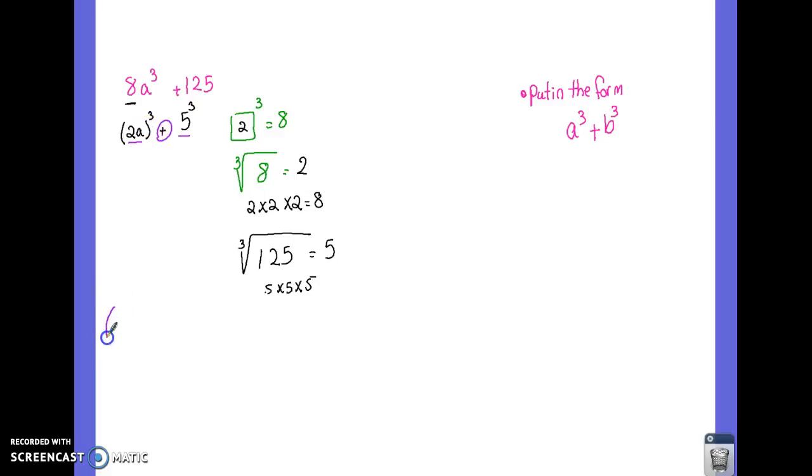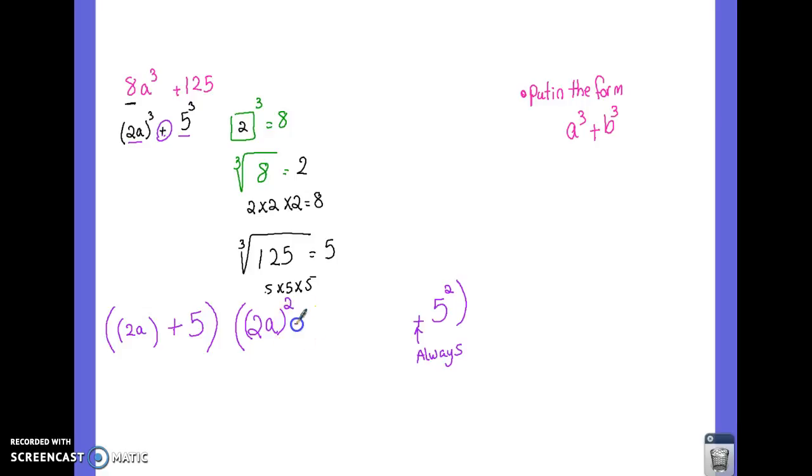Therefore, it's going to be my first base plus, remember the signs are the same, the second base times my first base squared. Please use parentheses to avoid any confusion. The second base squared. Remember, this is always a plus no matter what. Always a plus no matter what.